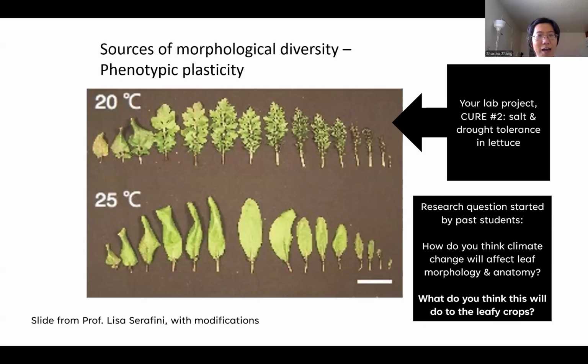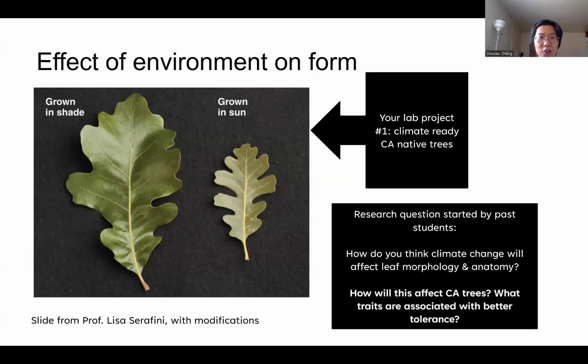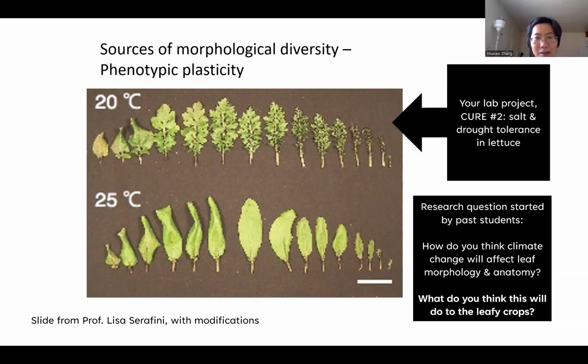All right. Other aspects of morphological diversity in terms of phenotypic plasticity, in addition to light, we also have temperature. So you can see as the temperature increases and decreases, there tends to be an optimum in terms of leaf size, but there is also variation in leaf shape as well. And in our case, this gets into your project number 2, which is salt and drought tolerance in lettuce.